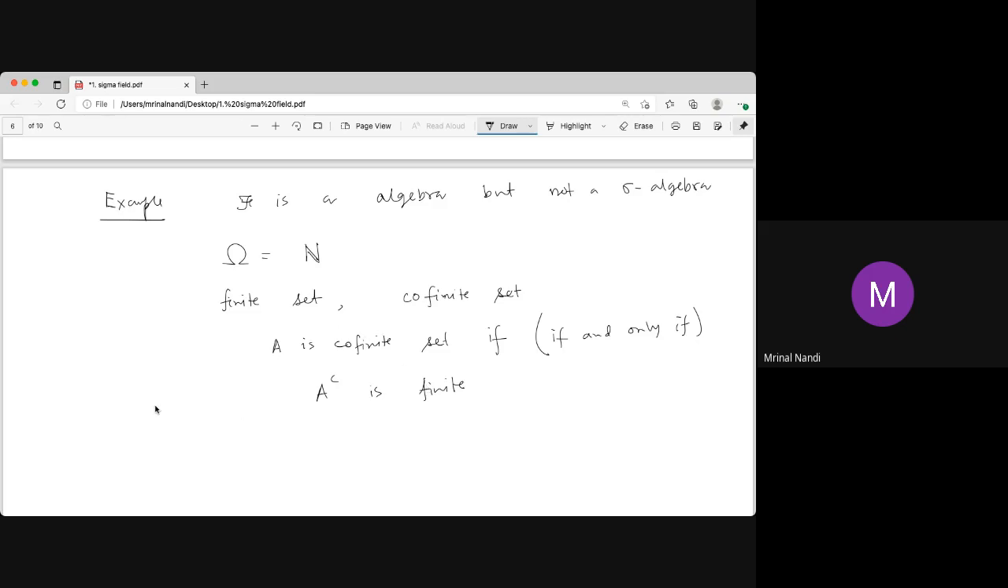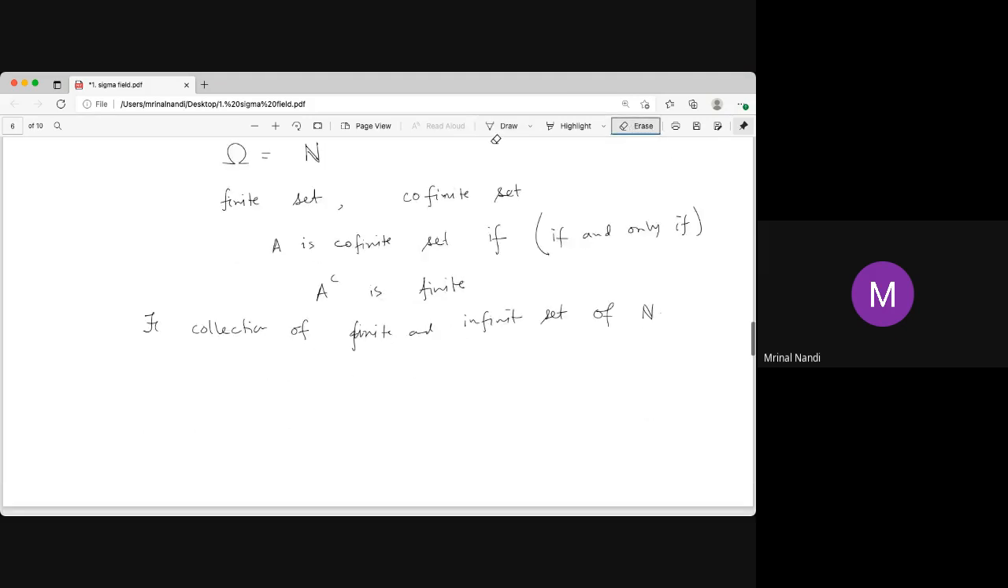So you just take the collection. Script F is the collection of sets, finite and cofinite sets. Just the collection of finite and cofinite sets. Just take this collection.